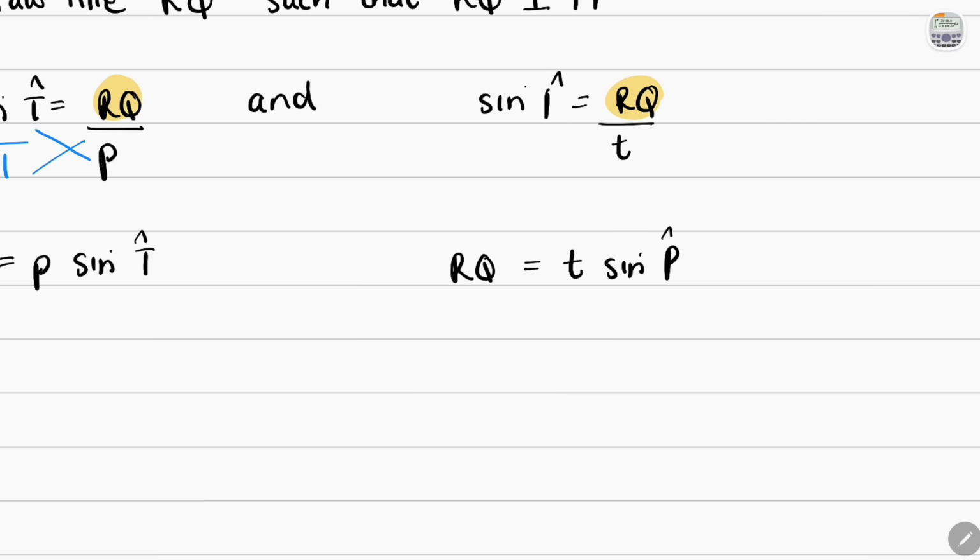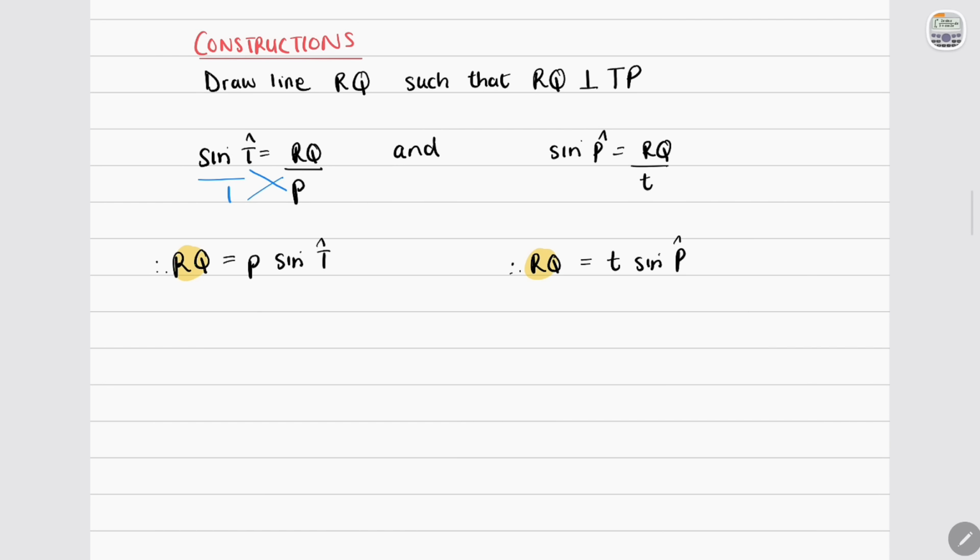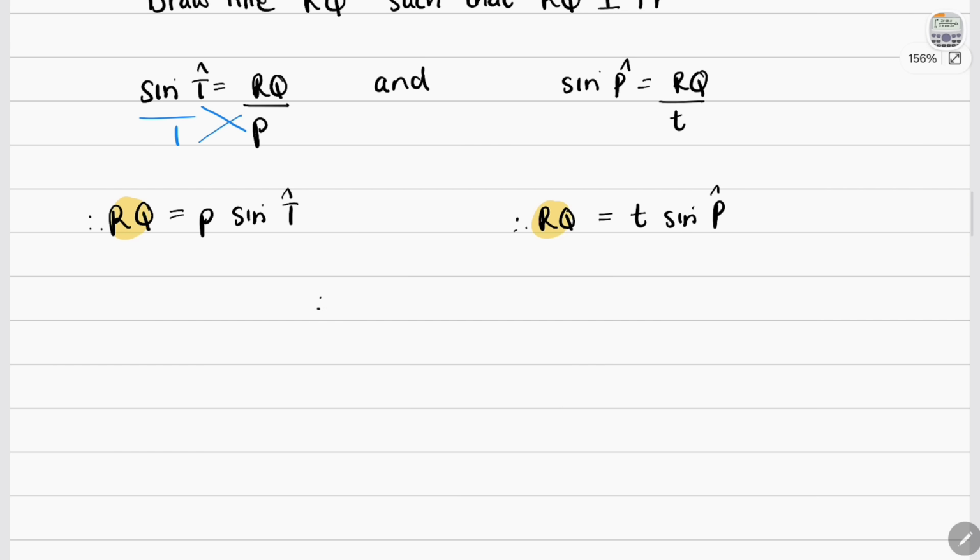So this is what we have. We've got an RQ and an RQ. They represent the same thing. It's the same line. So we're just going to equate them. You can say RQ is equal to RQ. Therefore, P sine angle T is equal to T sine angle P.